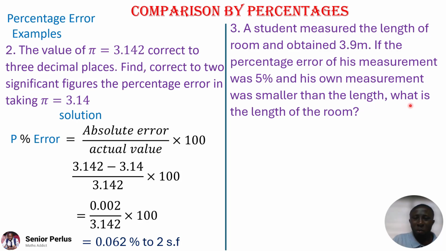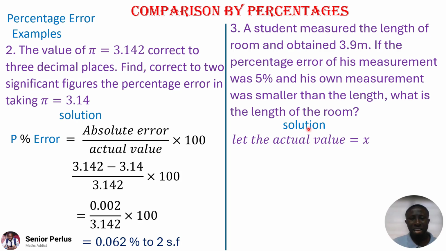Okay. What is the length of the room? So this is a percentage error. Solution: we let S be the actual value. That's the length of the room. That's the actual value. Here we're not given the actual value. That's the length of the room before he went to measure it. And we understand his own measurement was smaller than the length.